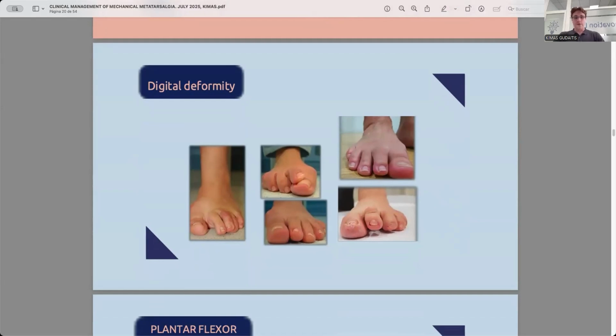As you know, there are different stages and clinical presentations of plantar plate problems. As shown in this image, in the earlier stages, we usually see deformities in the sagittal plane. But in more chronic cases, the deformities often appear in the transverse plane.